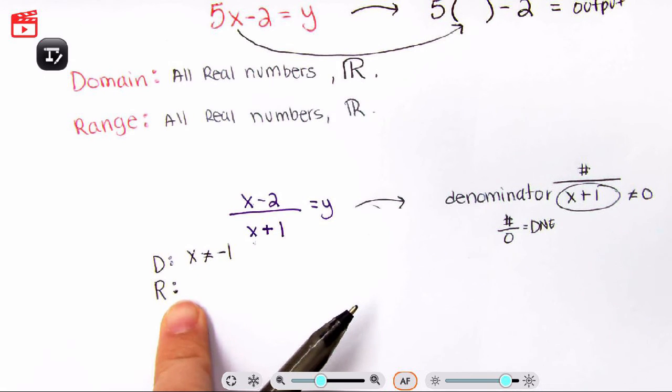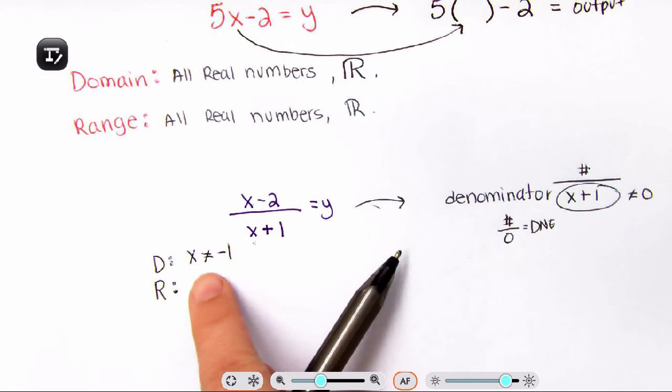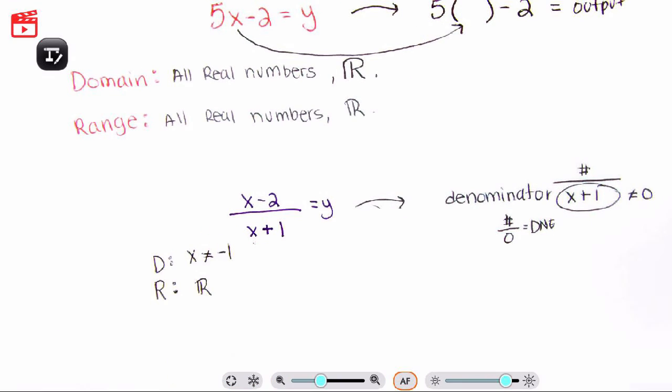So if x cannot be negative 1, what about y? What can y be? Well, can y be anything? Sure, y can still be anything because we can get all the numbers. The only thing is that we can't get negative 1 here. So for my range, we still have all real numbers. We can get anything in there, as long as we don't input negative 1.